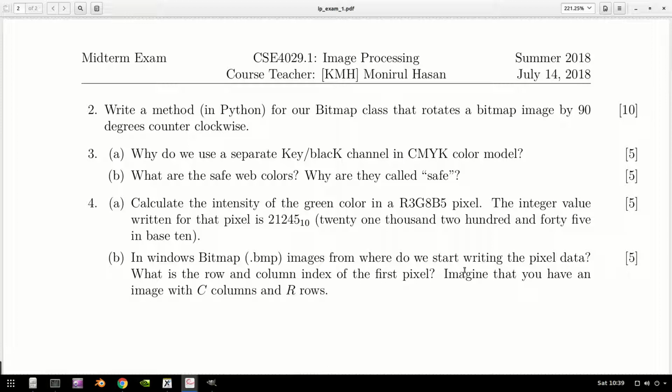Alright, so this next one, what are the safe web colors? 216 colors. We have 256 colors, and among them 40 colors are basically not used, and 216 colors are used as safe, just for the web colors. And they are easy to recognize by humans.